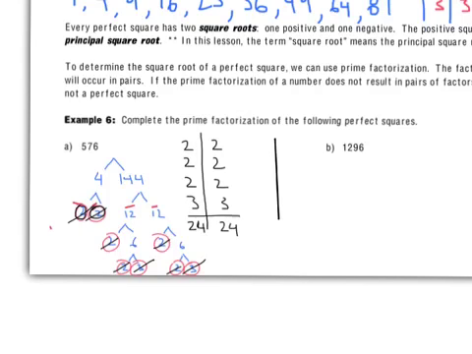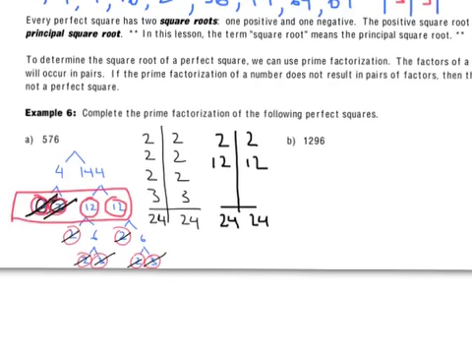We could have done it this way, do another table here. I could have taken just the 12 and then the other 12, and then instead of doing further factoring, I could have done a 12 and a 12, and then again I would get 24 and 24 on each side. So if you start to see this sort of symmetry happening, then you know you have a perfect square. Okay, let's do the next one over here.